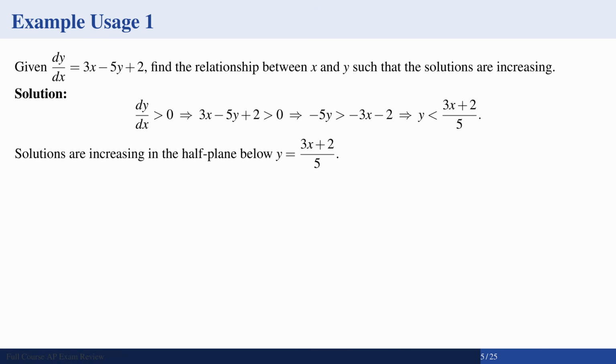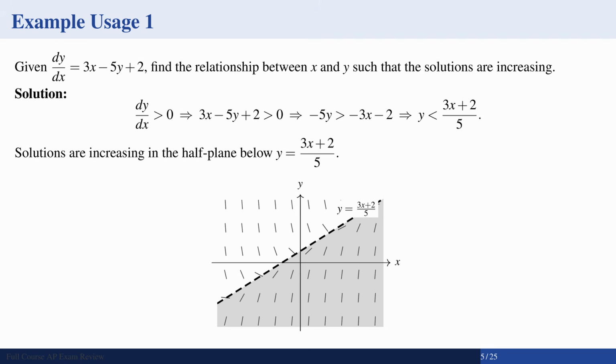So now I need to describe that. I would describe that as the solutions are increasing in the half plane, because you're cutting the plane in half with this line, the half plane that is below y equals (3x plus 2) over 5. And if we want to know what that looks like, here it is. I've drawn kind of a slope field. It's not really perfect, but it's pretty close. And then I drew the line and I shaded the region that we're talking about. And you can kind of see visually that those solutions are in fact increasing.